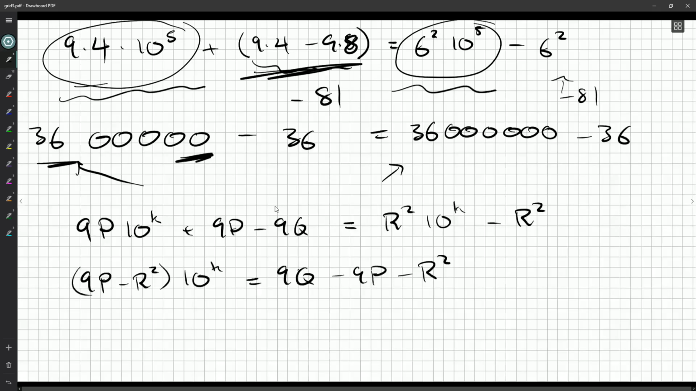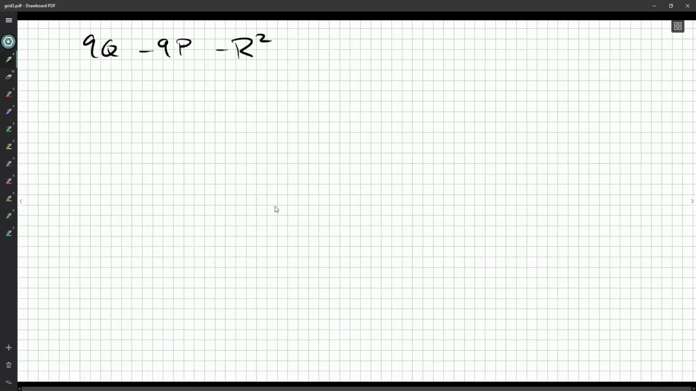But if 9p is not the same as r squared, that is, if I don't get a 0 here, and k is big enough, then actually here let's write this out a little bit better. So let's focus on the right hand side. 9q minus 9p minus r squared is at most 9 times 9 minus 9 times 1 minus 1 squared. That's the biggest we can make it, making p and r as small as possible, making q as big as possible.